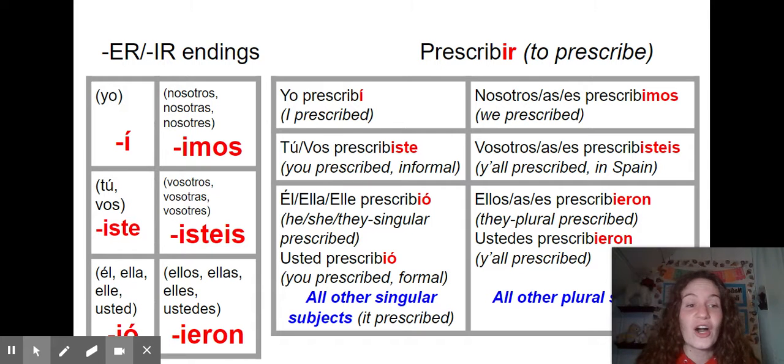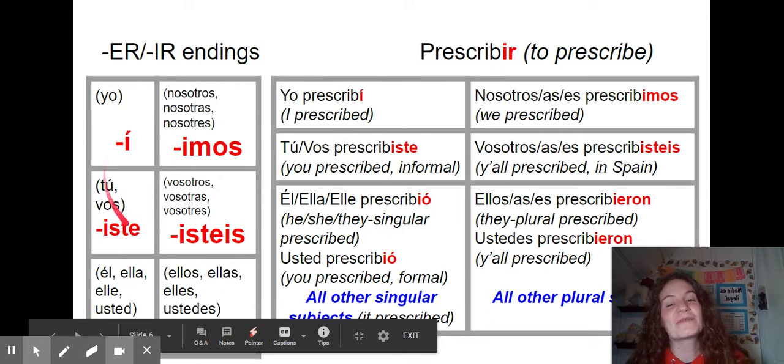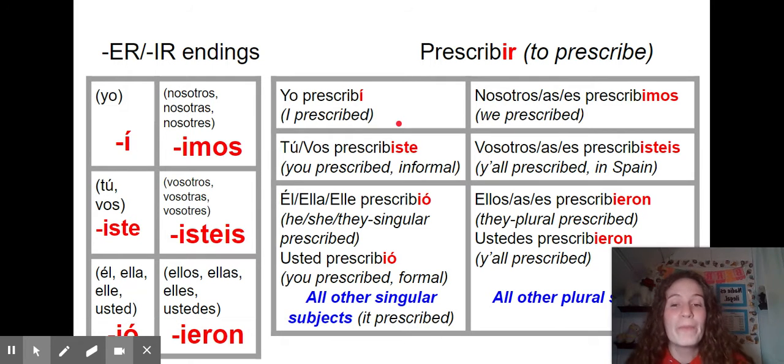So if we want to see all of the different forms of prescribir, we can see them right here on this page, and we can see all those red endings. So in order to form any of those, the first step is always to take off that IR, get rid of that. And instead of the IR, replace it with these endings from over on the left. So if you want to say I prescribed, yo prescribí, because í is the ending of yo form.